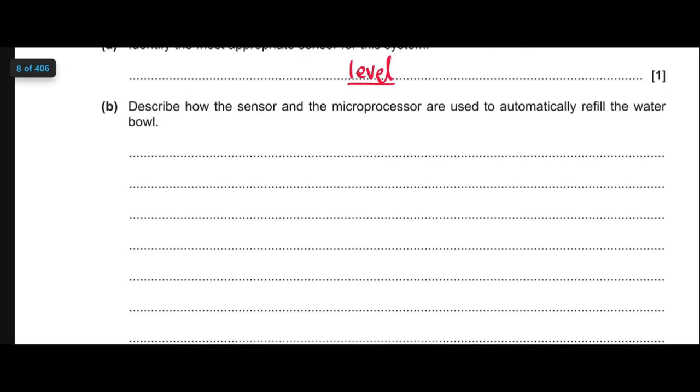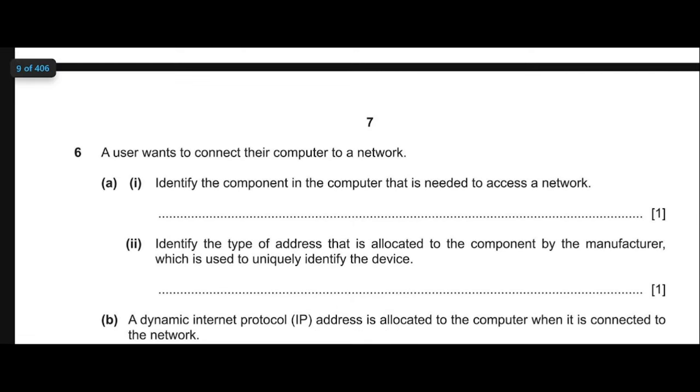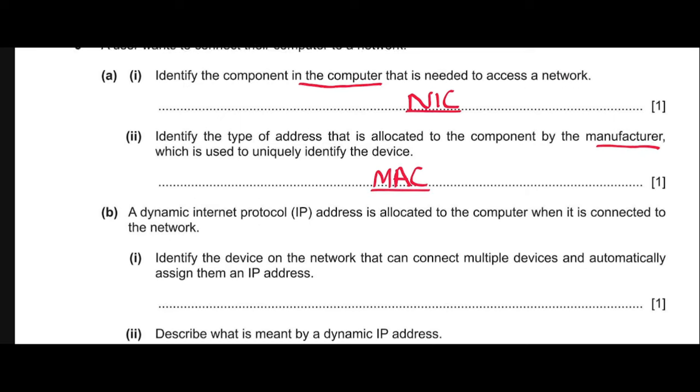Okay. Next one, let's go to the next question, number 6. A user wants to connect their computer to a network. Identify the component in the computer that is needed to access the network. So in the computer, we need the NIC. NIC stands for Network Interface Card. Identify the type of address that is allocated to the component by the manufacturer, which is used to uniquely identify the device. The manufacturer gives the NIC a unique address, which is called the MAC address or Media Access Control address. So the answer is MAC.